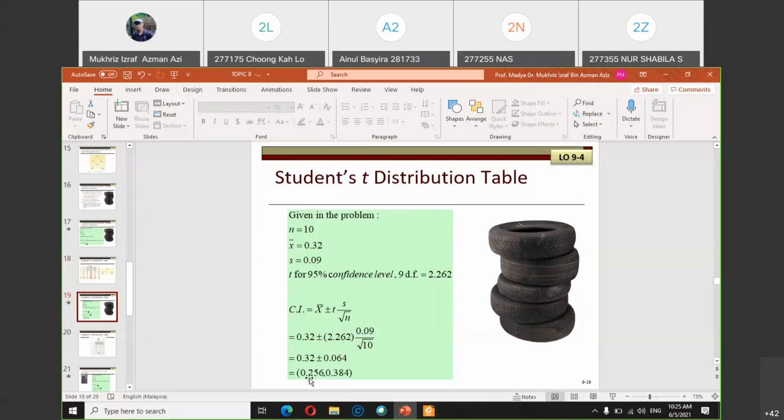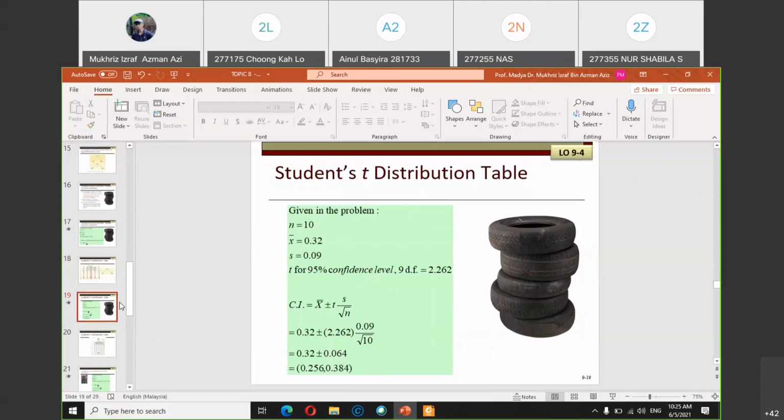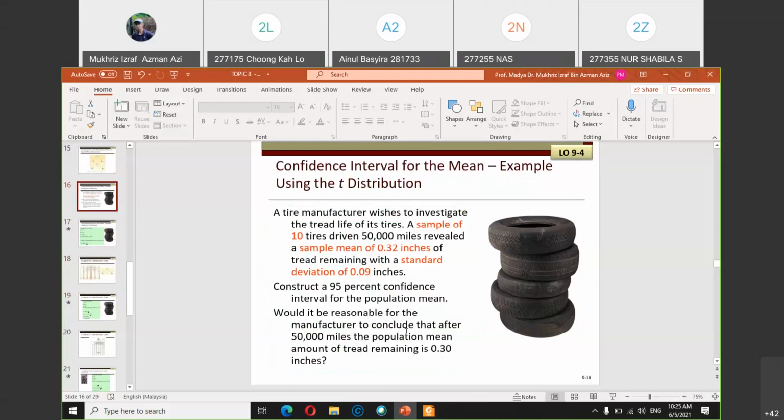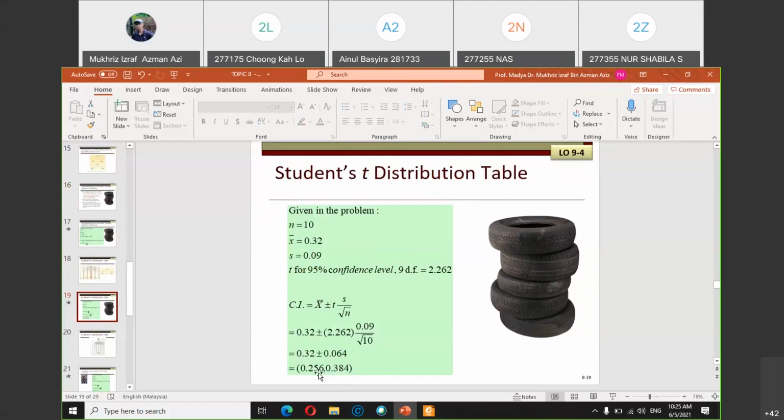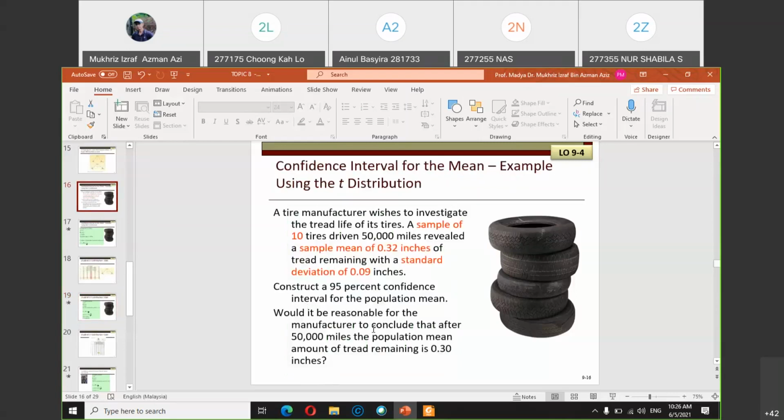So you get the lower boundary and also the upper boundary. To answer the question here, is it reasonable to conclude that after 50,000 miles, the mean tread is 0.3? Is 0.3 inside or outside the interval? You can see clearly that our interval ranges from 0.26 until 0.38, meaning that 0.3 is of course inside this interval. Because it is within the interval, you can conclude that it is reasonable. If you were to write that kind of sentence, that is how you extract information from the confidence interval.